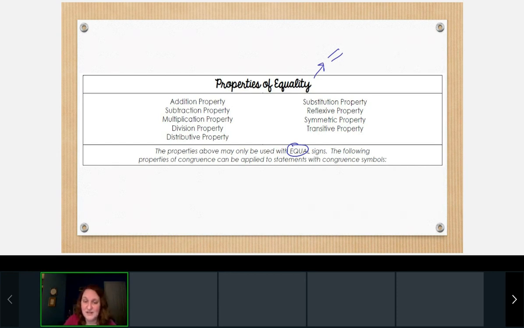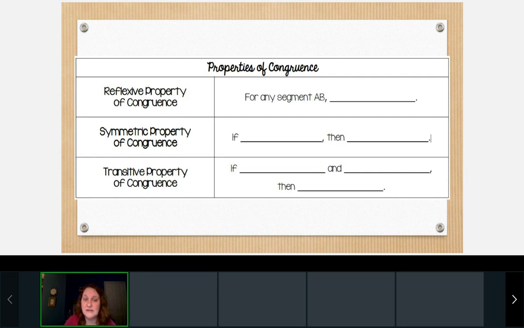There's other types of properties, and those are called properties of congruence. Properties of congruence are used when you have a congruent sign. And that's not surprising, but they work the same way. So the reflexive property of congruence says that if you have a segment AB, here it is, segment AB, it's going to be congruent to itself. Just like the reflexive property of equality said that a number equaled itself, the reflexive property of congruence says that a segment is congruent to itself. So Alexis is congruent to Alexis. She's congruent to herself.